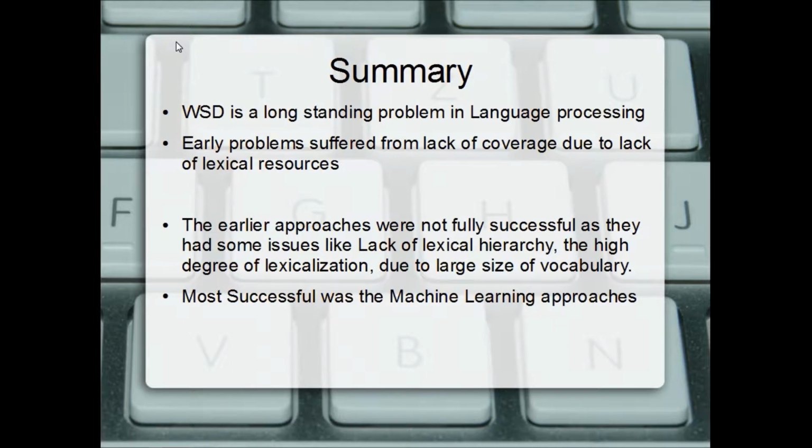Summary. WSD is a long-standing problem in language processing. Early problems suffered from lack of coverage due to lack of lexical resources. The early approaches were not fully successful as they had some issues like lack of lexical hierarchy and a higher degree of lexicalization due to the large size of vocabulary. More successful were the machine learning approaches.